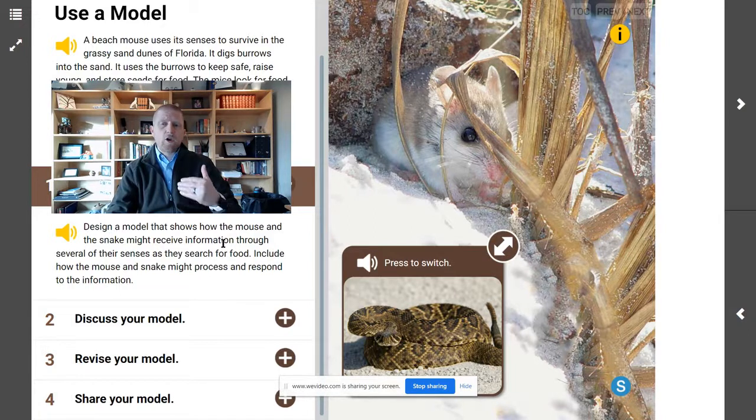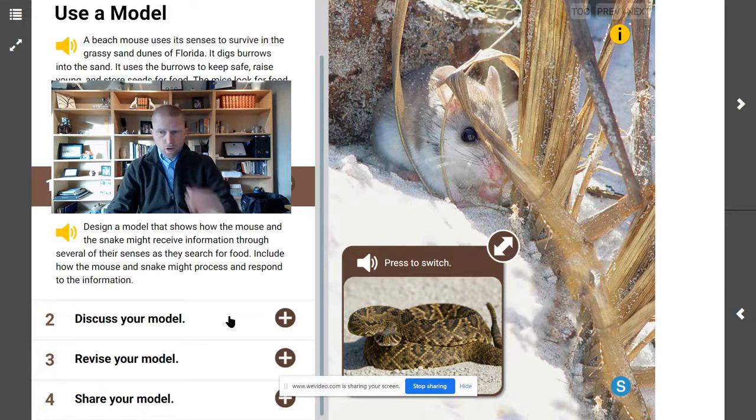But in order to do those things, you have to know some information, and that might mean that you need to do a little bit of research. Again, you can look on Pebble Go. You can look on Pebble Go Next, and you might be able to find the information that you need on those sites to help you have a deeper understanding of the model you're creating.